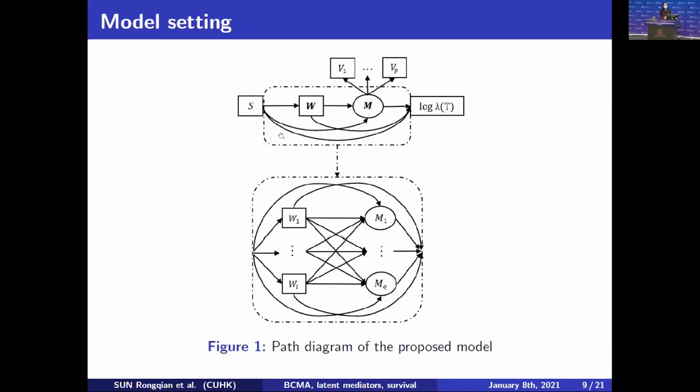So this is a general visualization of the proposed model. Recall that we have causally ordered mediators W and M, and the exposure S can affect the log hazard of this disease, Alzheimer's disease, either directly or through the mediators.